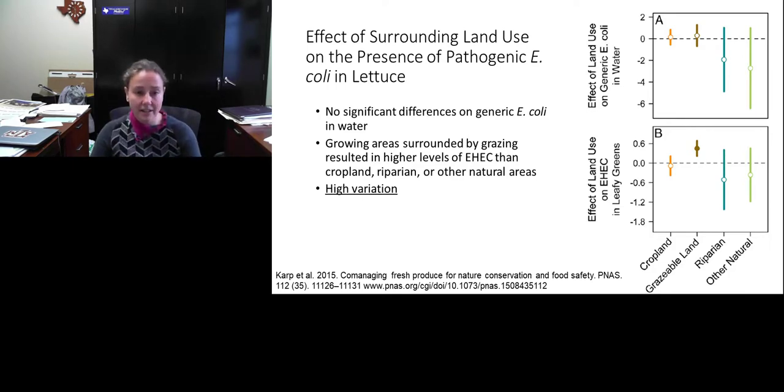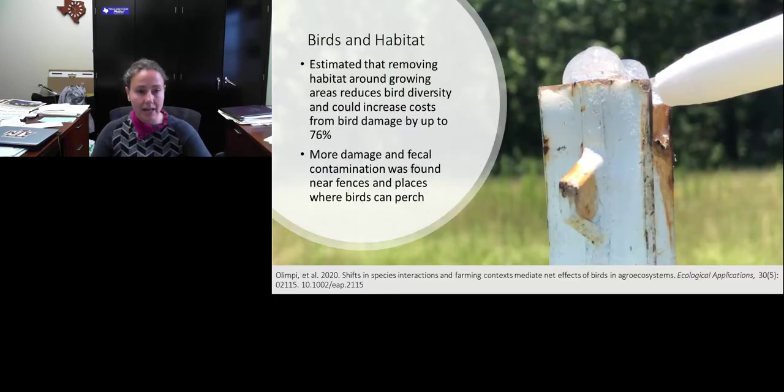Right. So this next study was conducted by Elisa Olimpi. Also, this was research from out west, and they looked at habitat.